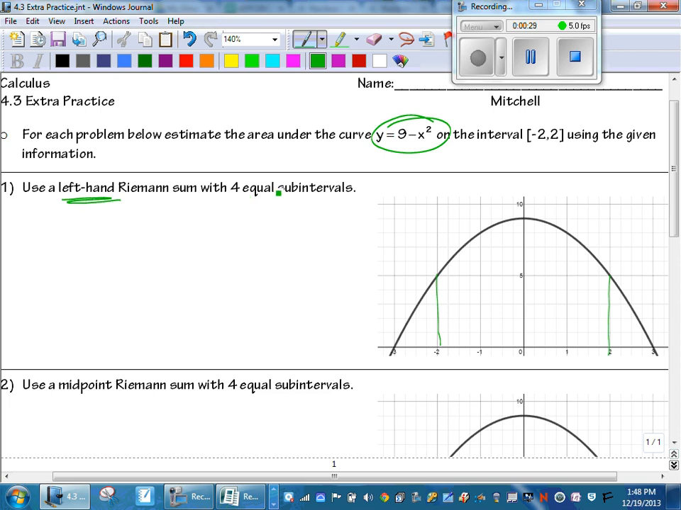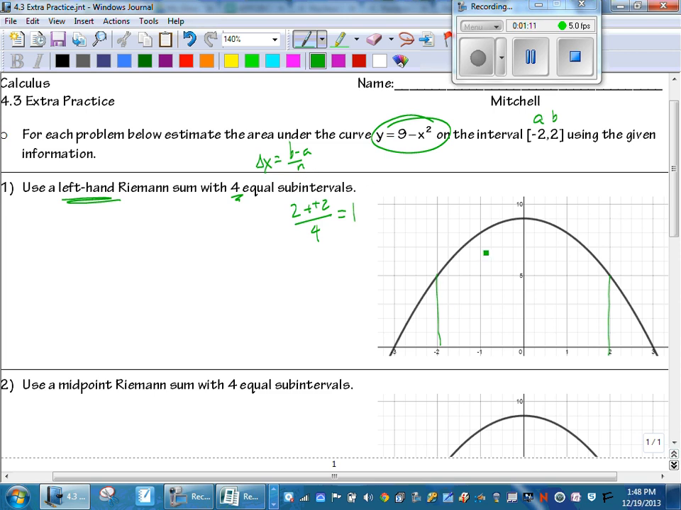with 4 equal subintervals. So if we're going from -2 to 2, if we subtract 2 minus -2, we get a distance of 4. And if we divide by the number of subintervals, which in this case is 4, we just get 1. So that formula that we've talked about before, our delta x, our change in x, or our base of our rectangles, is going to be b minus a over n. So b minus a, that's our interval here. A is -2, b is 2, divided by n, the number of subintervals.